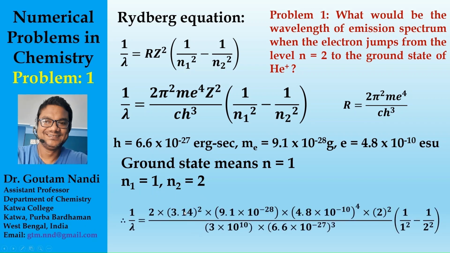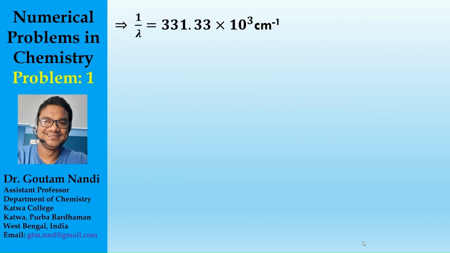Here 3.14 is the pi value, and it is the mass of the electron, it is the charge of the electron, it is the velocity of light, and it is the Planck constant, and 2 is the atomic number of helium, that is the Z value of helium is 2. And as I said, n1 will be 1 and n2 will be 2. If we evaluate this expression, 1 by lambda comes as 331.33 into 10 to the power 3 centimeter inverse.